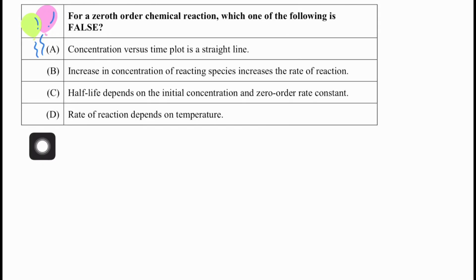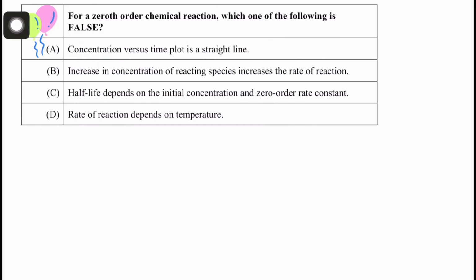Hello everyone, let's solve a problem, and this problem has been asked in GATE Metallurgy 2021. The question is: for a zeroth order chemical reaction, which one of the following is false? So there is a chemical reaction and its order is zero.